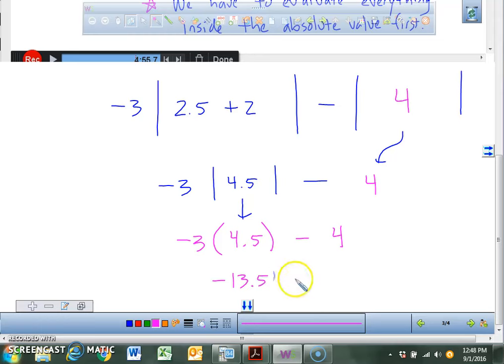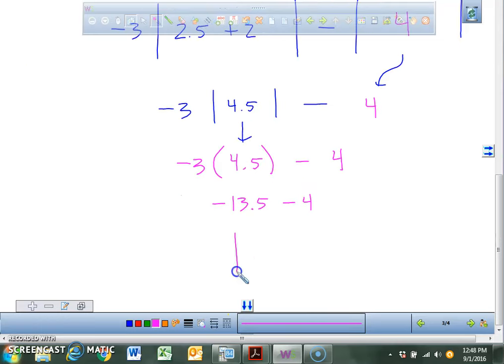13.5. We're going to take away 4 more. And our final answer. If you spent $13.50 and then you spent 4 more, what did you spend a total of? Right? So we spent, so negative 17.5. And that's your final answer for number 3.